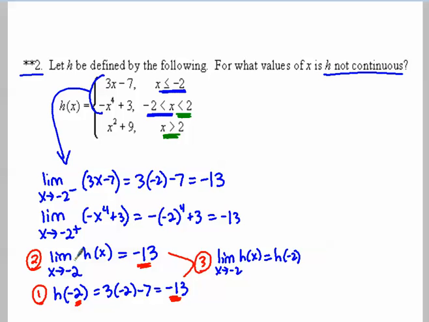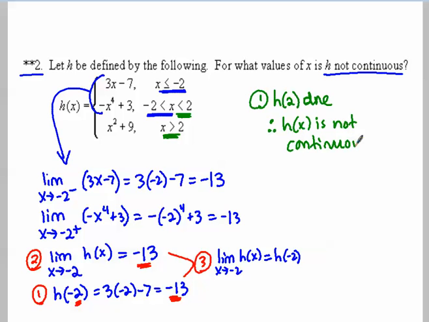So let's check out the first part of the definition. The first part says that h of 2 must exist. So let's look. What is h of 2? Uh-oh, I don't see an equals. I can't find h of 2, so it doesn't equal anything. H of 2 does not exist. Therefore, h is not continuous at x equals 2. For what values of x is h not continuous? And there we answered it.